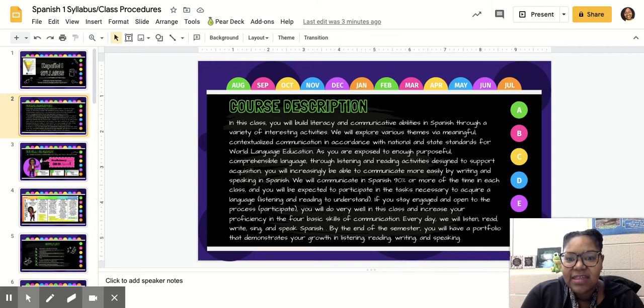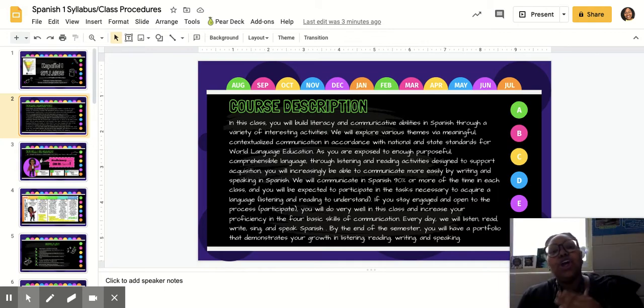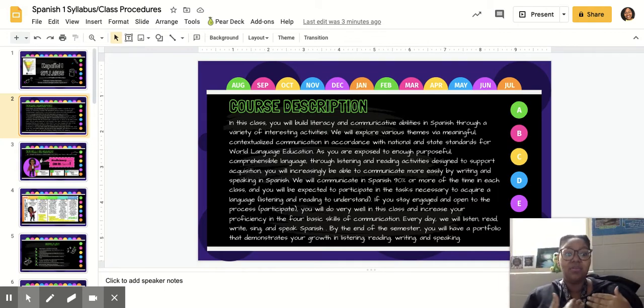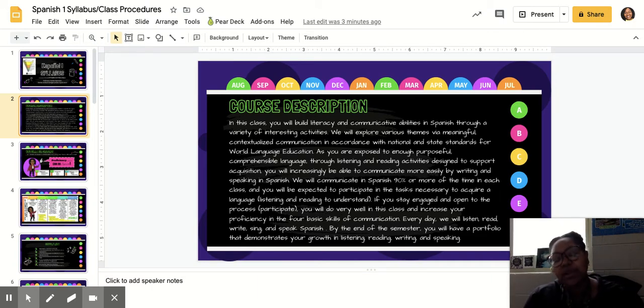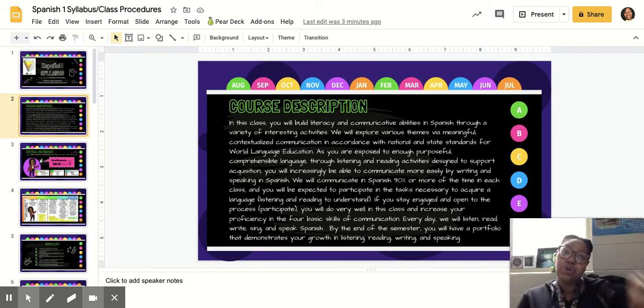Also, realize that you will be expected to participate in the tasks necessary to acquire a language, meaning listening and reading to understand, right? No, you will not be able to stay in Spanish 90% or more of the time, but if we are going over something in Spanish, that means that you should be learning the vocabulary so that you can then use it later.